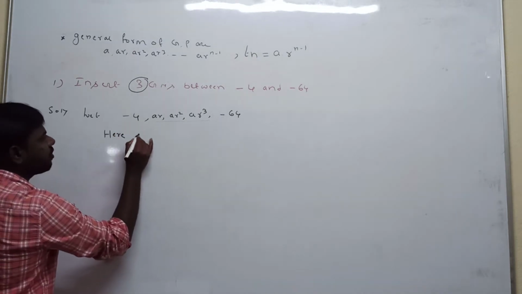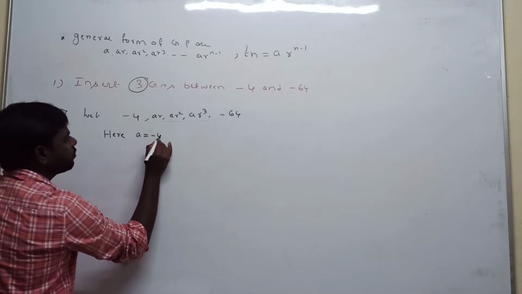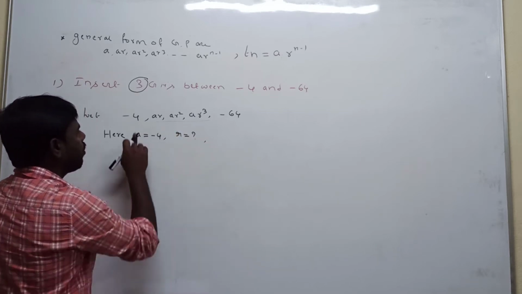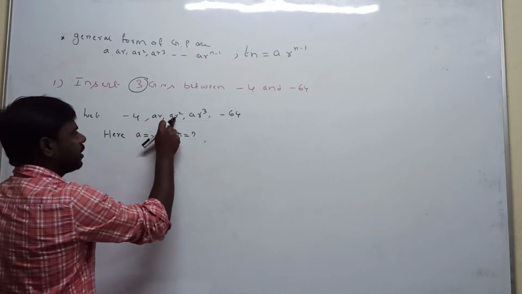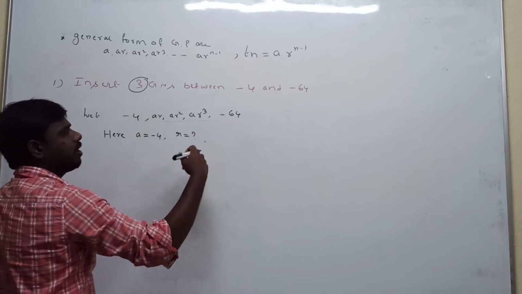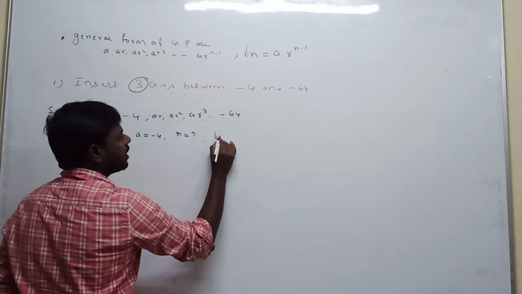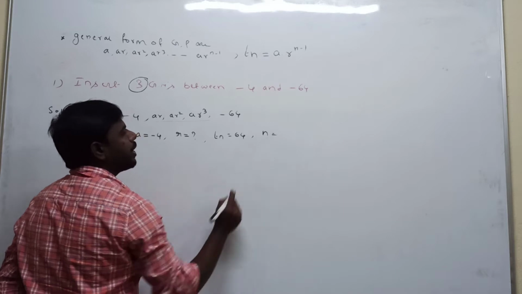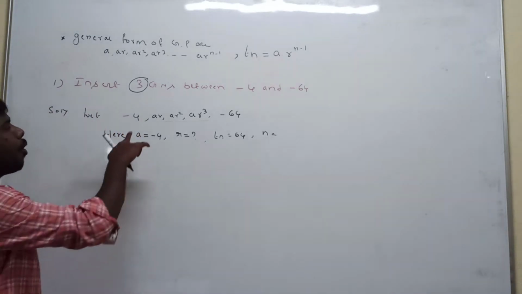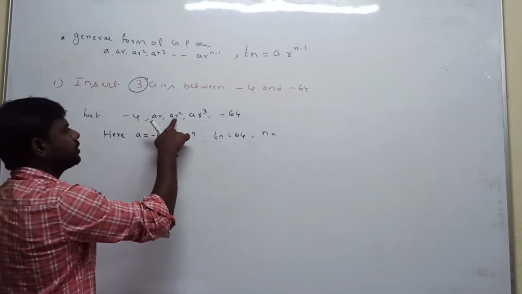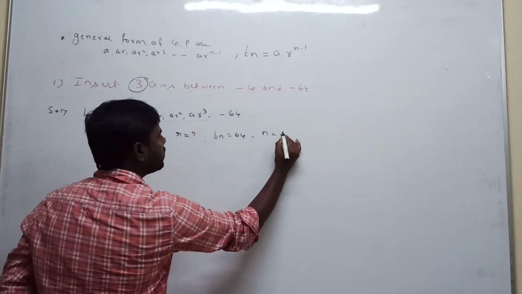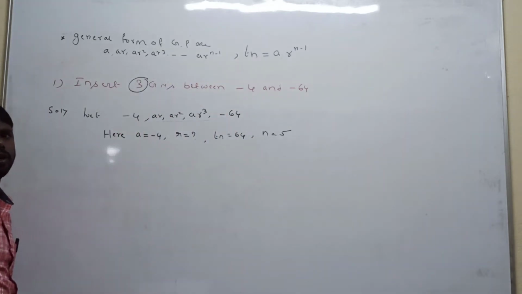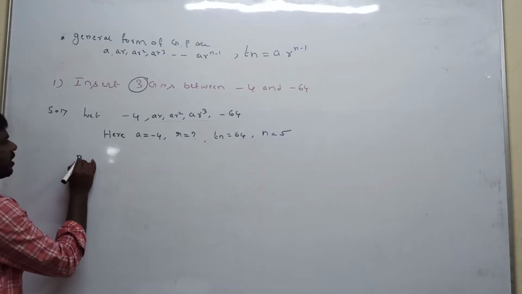Here, what is the first term value? A is equal to minus 4. So we calculate the common ratio. Next term, first term, second term, third term, fourth term, fifth term, anything. So we are taking the nth term as minus 64. N is the number of elements in the sequence. How many numbers can we count? 1, 2, 3, 4, 5. Total numbers is 5, so the fifth term is equal to minus 64. Everyone understood? Next, now apply the nth term.